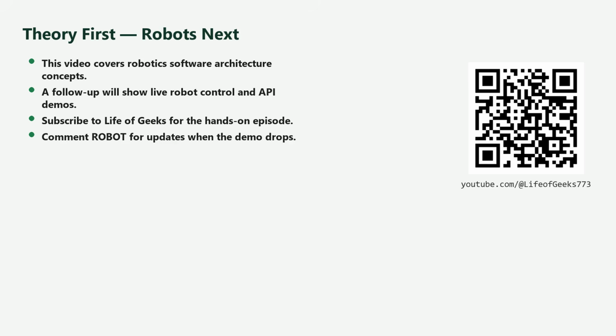That is architecting autonomy in theory. Bridges, layers, topologies, and APIs from sensor to actuator. In the next video, I will demo live robot control across manipulator, mobile, and coupled systems. This episode stayed architectural on purpose.